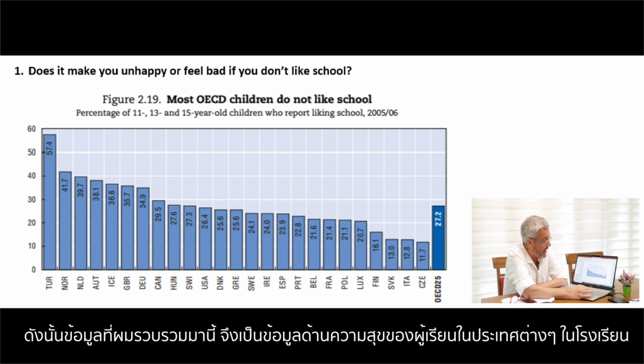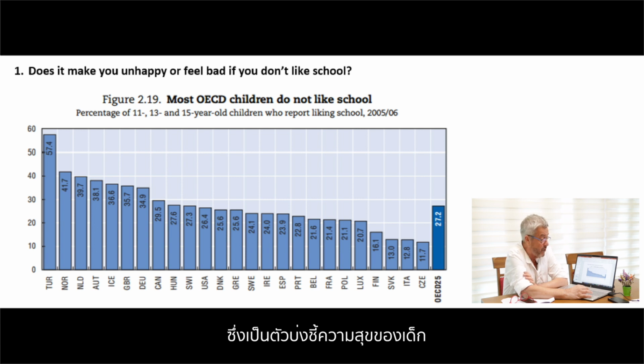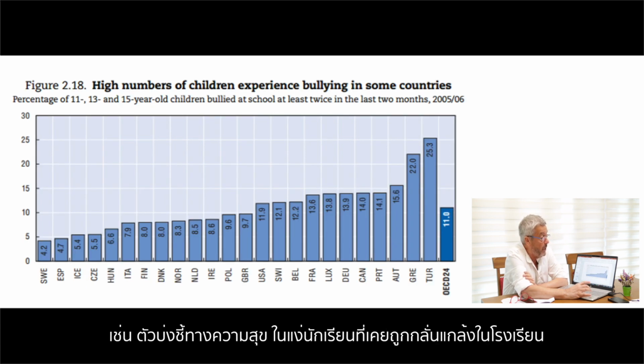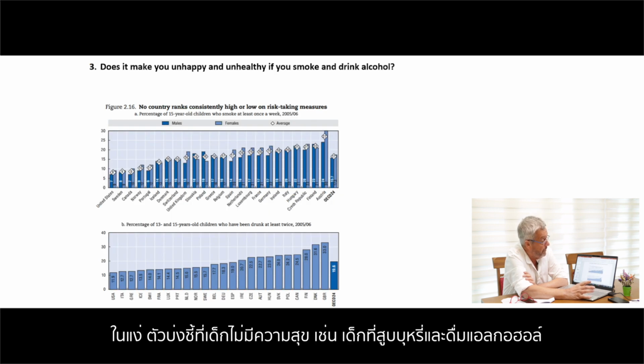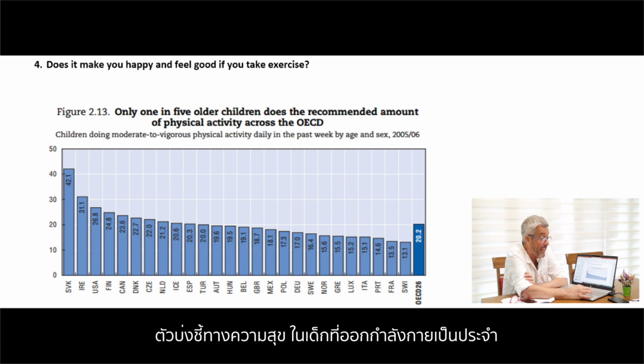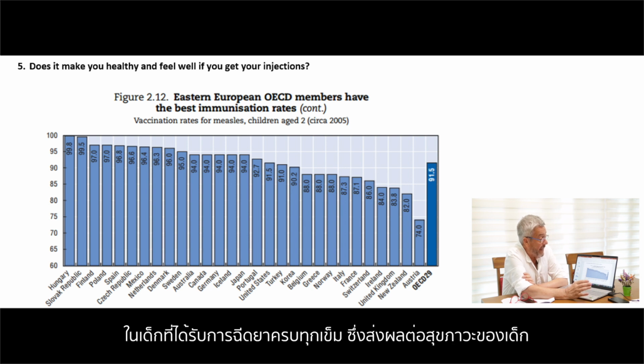So the data that I've collected here is data on how happy young people in different countries are at school. So that's one indicator of their happiness. Whether you experience bullying at school, that's another indicator of happiness. Whether you smoke and drink alcohol, that's an indicator of unhappiness. Whether you regularly take exercise, which is an indicator of happiness. Whether you have had all your injections, so does that contribute to well-being?